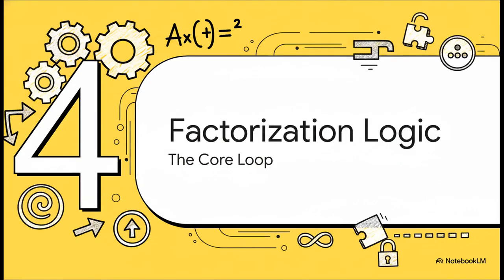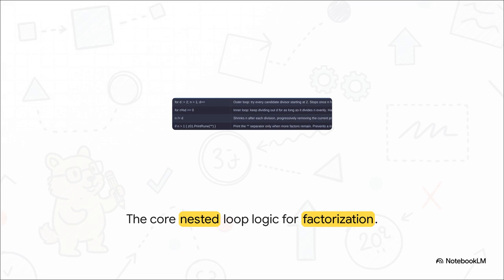The absolute heart of the PR, the factorization loop itself. Here we have an outer loop trying out candidate divisors, tracking the variable d and starting at 2. Inside that, we've got an inner loop dividing out d for as long as it divides evenly, shrinking our main number n as it goes. This means if a number has multiple of the same prime factor, like say the number 8 being 2 times 2 times 2, this inner loop will beautifully exhaust all of them before the outer loop ever even increments.